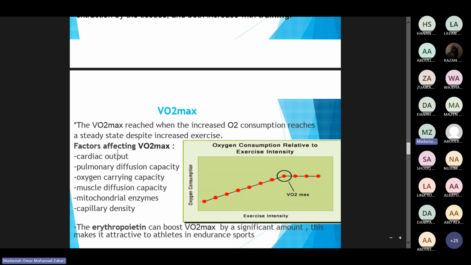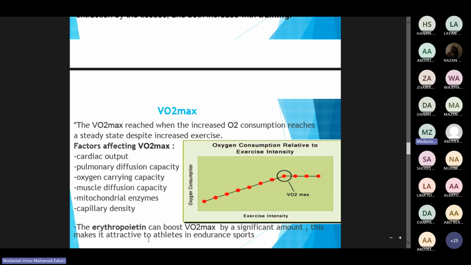So what are the factors affecting the VO2 max? There are some factors that can affect the VO2 max. We need to improve our VO2 max, to increase it. We need to take care of it. So by increasing the cardiac output by exercise, pulmonary diffusion capacity by exercise, and the oxygen carrying capacity, again by exercise, muscle diffusion capacity, mitochondrial enzymes, capillary density. All these factors are increased by exercise. There is no way to increase VO2 max without exercise.